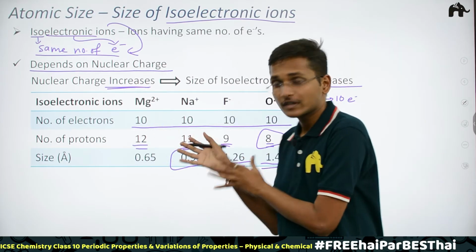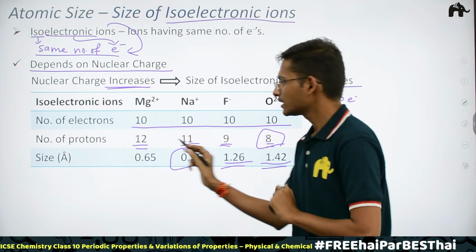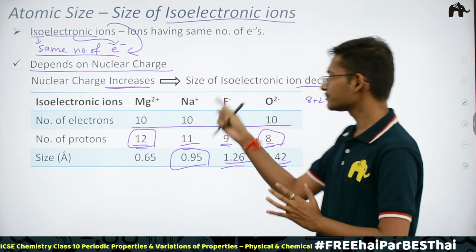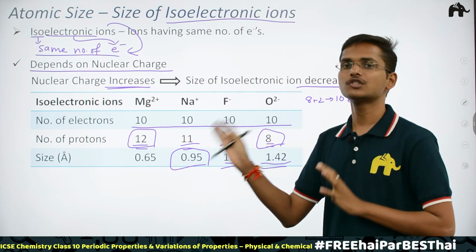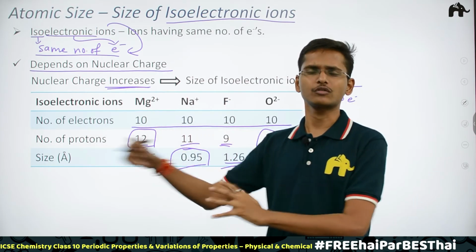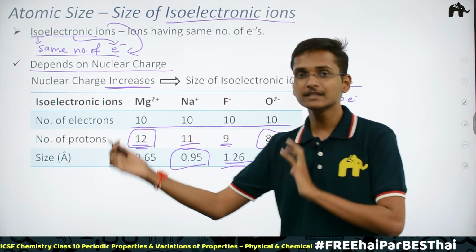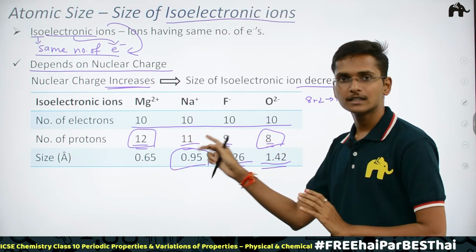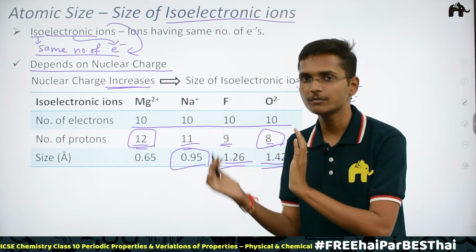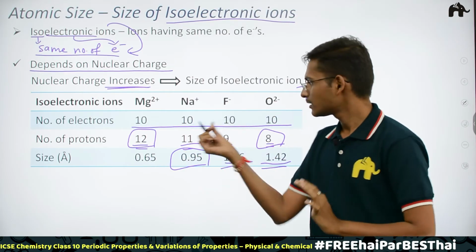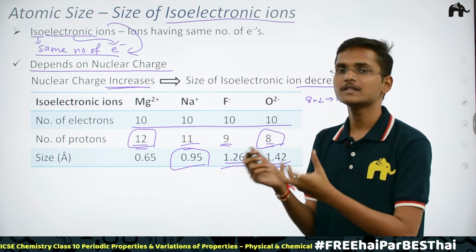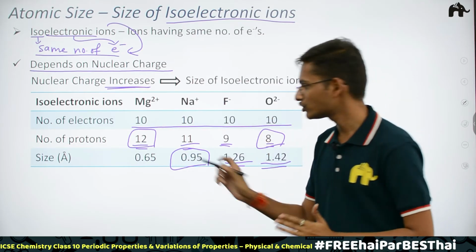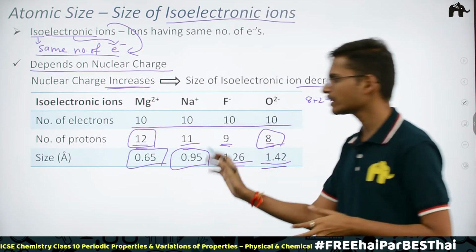Now in the case of this Mg2 plus ion, there are 12 protons. So the highest number of protons are found in this isoelectronic ion as compared to other isoelectronic ions, right? So these 12 protons would pull the 10 electrons like anything, and they would bring these 10 electrons closest to themselves as compared to all the other isoelectronic ions. So the outermost shell would be closest to the nucleus. So this means that the size would be smallest. So here you can see the size is smallest, 0.65 angstrom.